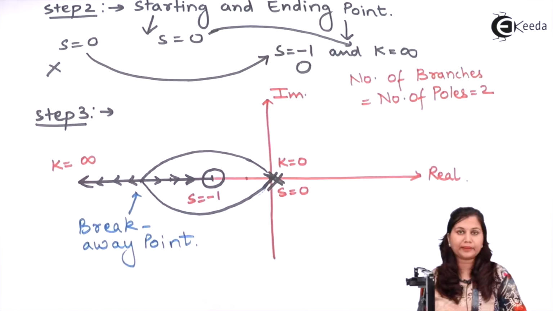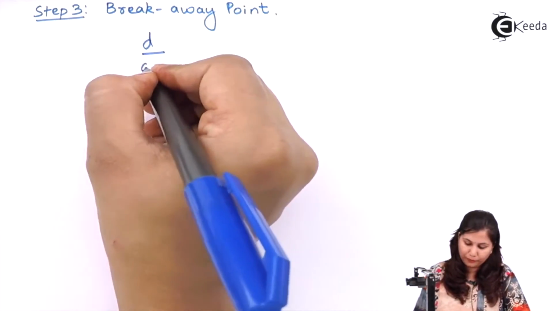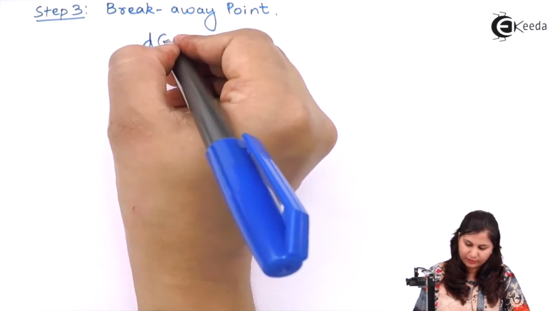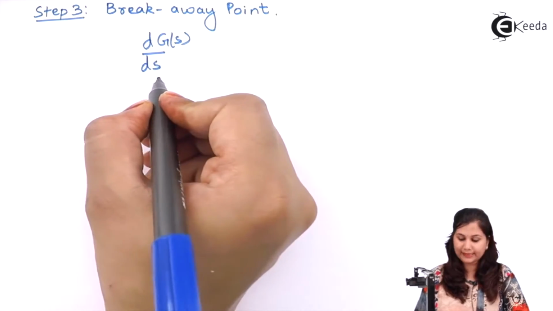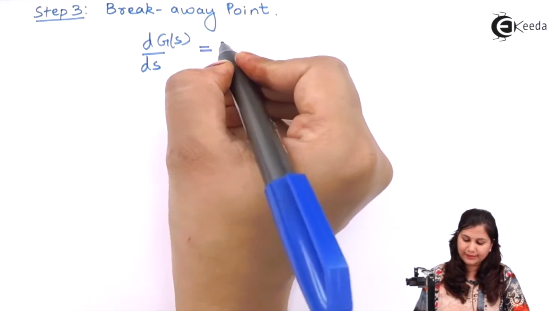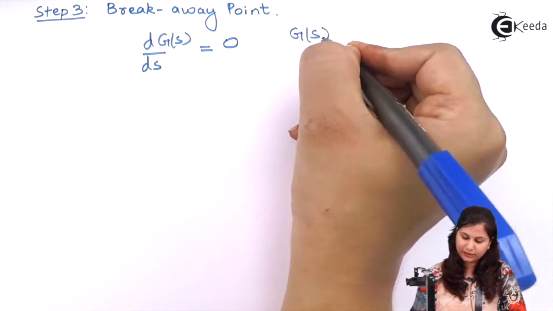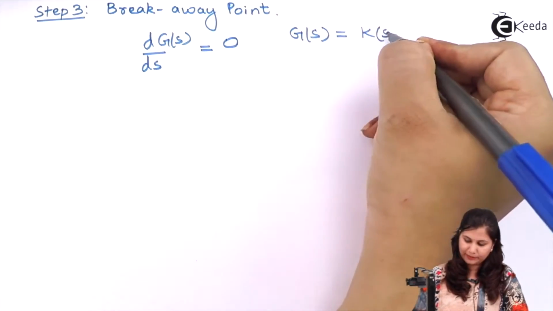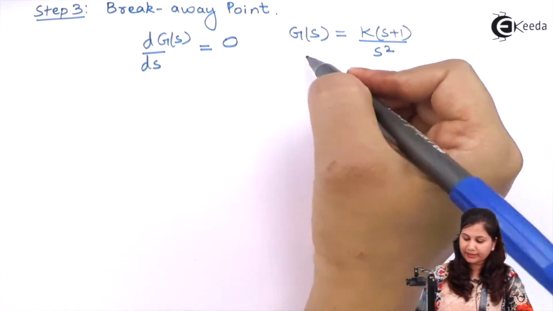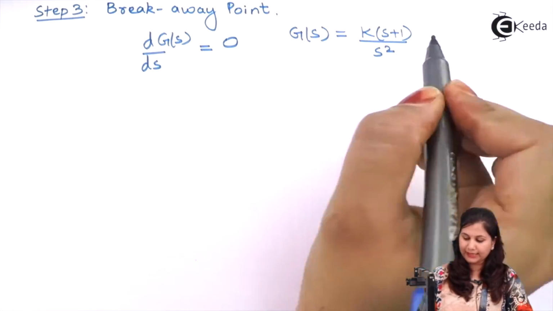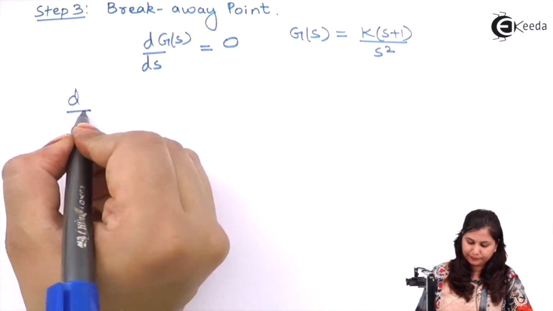And to find out this breakaway point, we have to differentiate the open loop transfer function, that is differentiation of G(s) with respect to s, and then equate it to 0. Our G(s) is given to us in the question as K(s+1)/s². So differentiate this expression with respect to s and then equate it to 0.